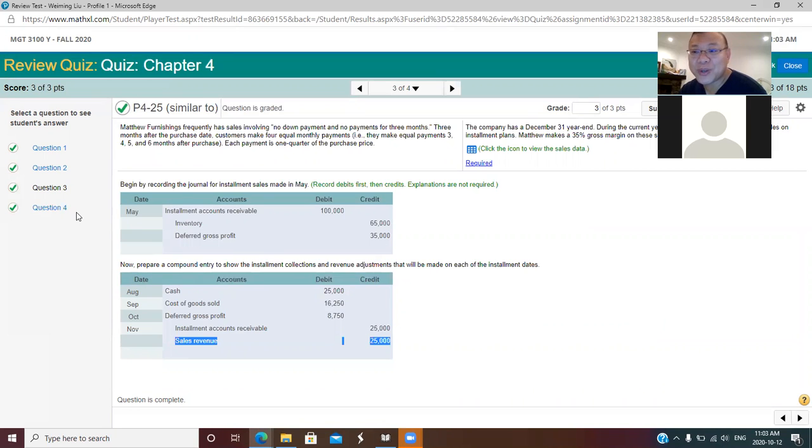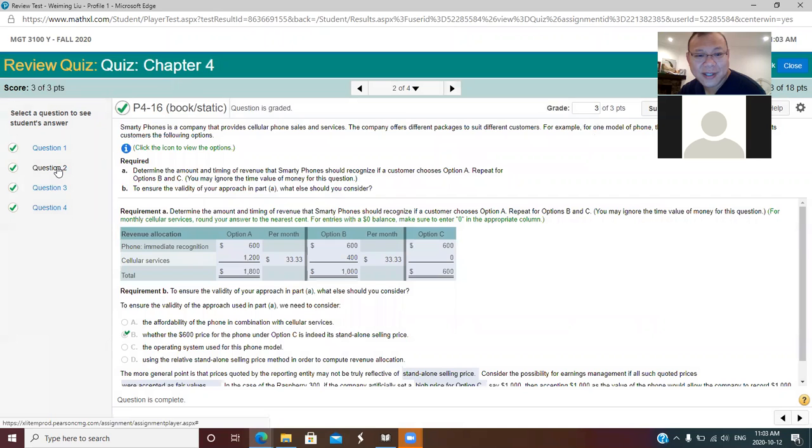How about question 2 and question 1? Question 1 I was good with. Question 2 was kind of like the cell phone example you did, right? Actually, quickly go to question 2. I was confused on why it was 33.33. I thought it was $50 per month. Oh, because the term is different, right?